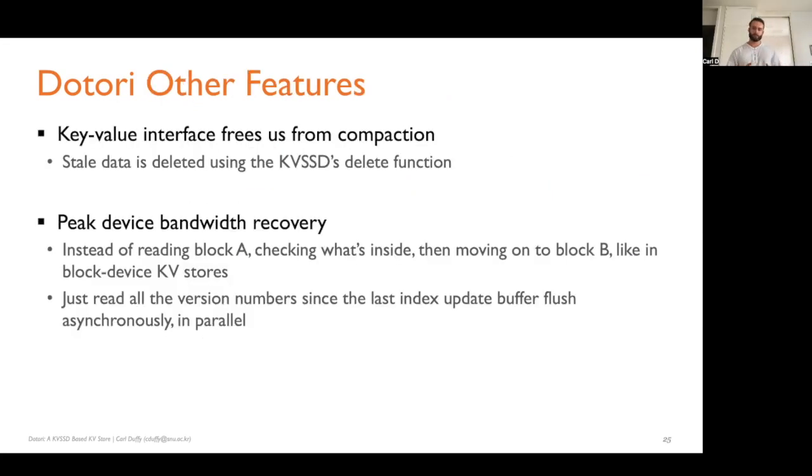Other things we get from the key value interface are, first, we can avoid compaction because with the key value interface, we can just tell the key value SSD to delete stale data. So when something gets overwritten in Dotery and the old value isn't part of a snapshot, we just send a delete command to the KVSSD to drop the data instead of traditional compaction. The second is that we can get very fast recovery because in block device KV stores, when we're recovering, for example, the log generally, we have to read a block and check what's inside. So what key value pairs are there?